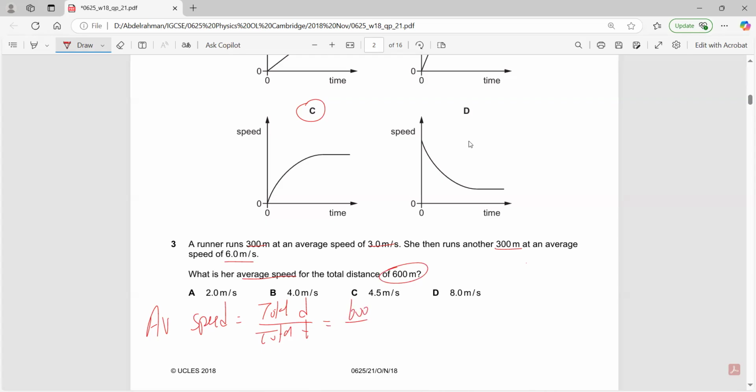How can you find the total time? By dividing the question into two parts. First part, you can find the time by saying time equals distance over speed, in which 300 over 3 is 100 seconds. Second part is time equals distance over speed again, but 300 over 6, which is 50 seconds. The total time would now be 150 seconds. So 600 divided by 150 would be 4 meters per second.